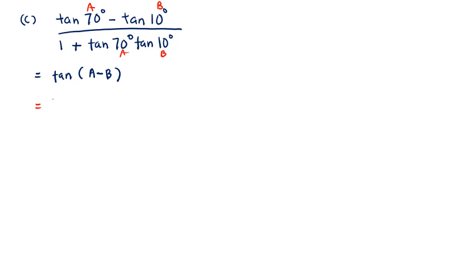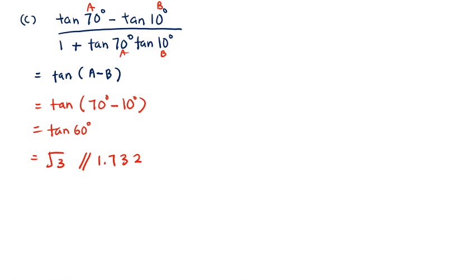Okay, so we put it back into our formula. A is 70 minus 10. So we get tangent 60. Oh, special angle. So the special angle for tangent 60 is square root of 3. Or in decimal, you can write 1.732. Either one is fine, we accept it.